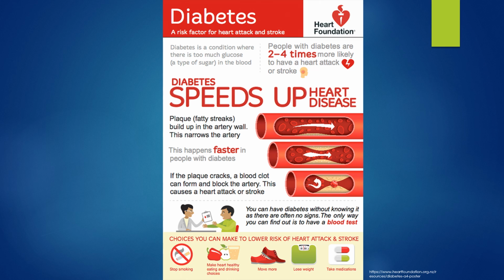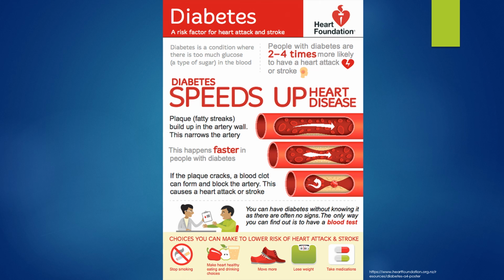So, diabetes. Diabetes is an important risk factor to study when you're talking about heart attacks and strokes, cardiovascular diseases. People with diabetes are about 2 to 4 times more likely to have a heart attack or a stroke than those without diabetes. If you're not familiar with what diabetes is, it's a condition where there's too much glucose in the blood. So basically, the problem with diabetes is it speeds up the effects of heart disease.